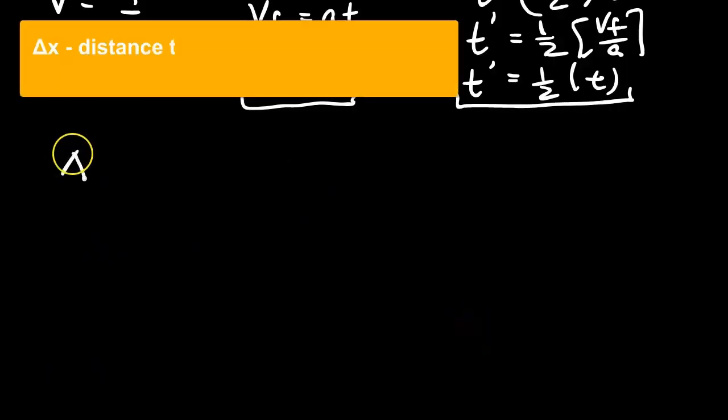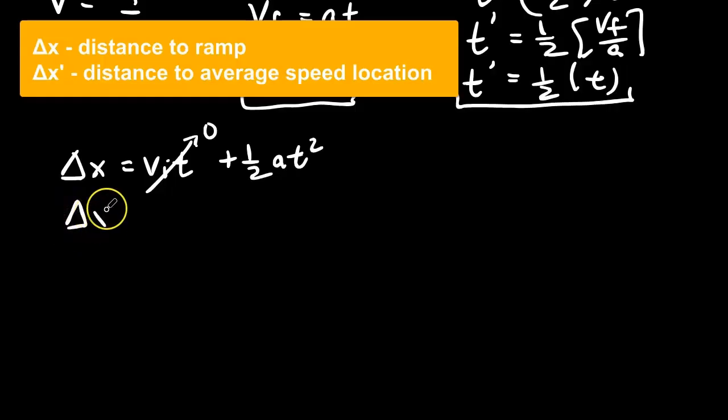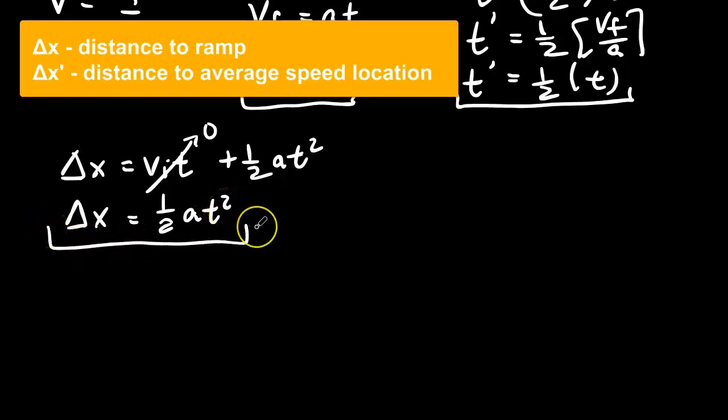We'll be using another kinematic equation. This time we're using delta x equals Vi t plus 1 over 2 A t squared. Now, Vi is 0, so this leaves us with delta x equals 1 over 2 A t squared. I'm going to go ahead and bracket this because we're going to compare this to the location when it reaches the average speed. I'm going to rewrite this equation, but this time I'm going to use delta x prime. So delta x prime is when it reaches the average speed. Where's the location? Where's the position when the ball reaches its average speed?